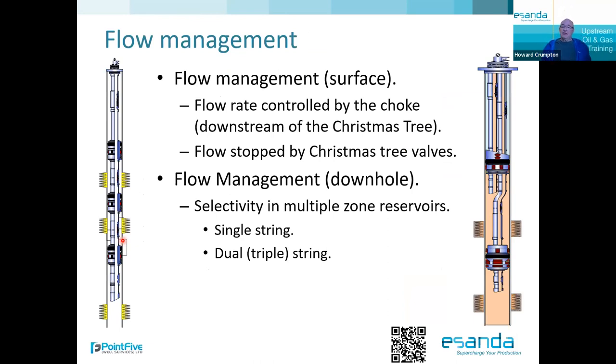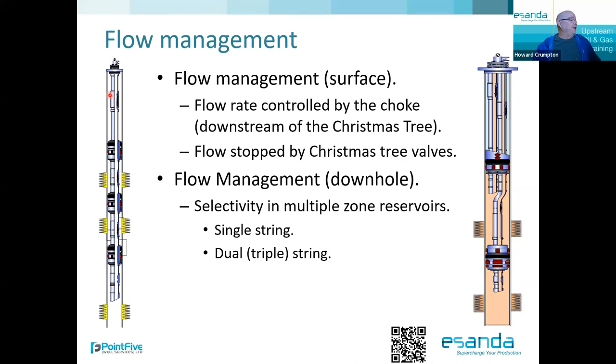The other type of equipment is to do with managing flow from the well. At surface, I manage flow by varying the aperture on a choke to control the volume of flow from the well, or if I want to stop flow, I can close or open valves on the Christmas tree, wing valves, master valves. That enables me to control flow. But downhole, I can introduce completion equipment into the well that enables me to vary where the well is producing from.